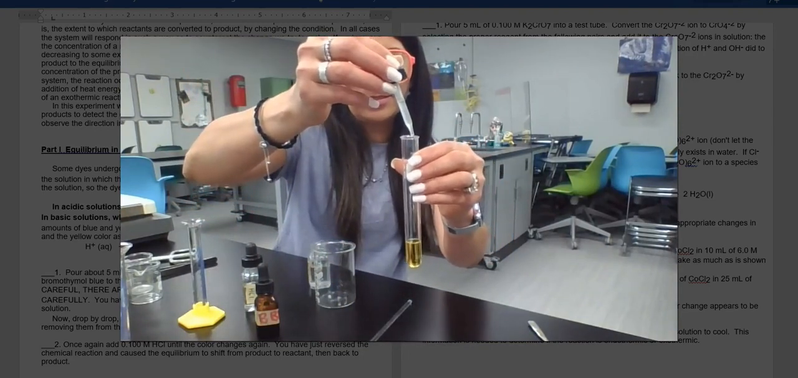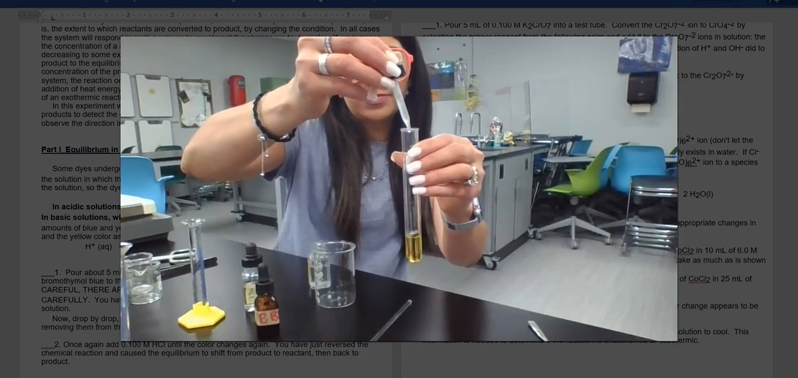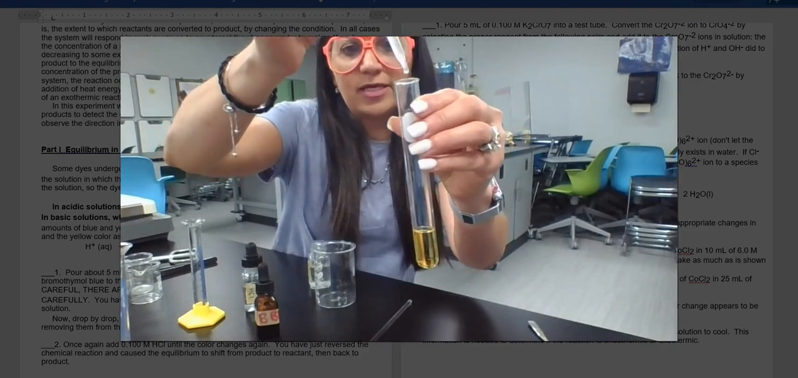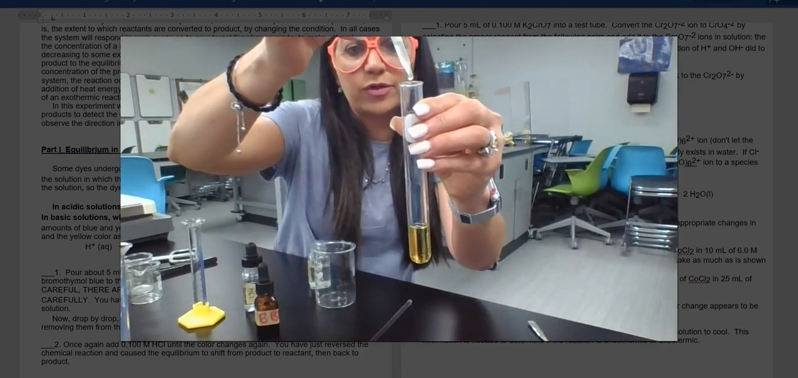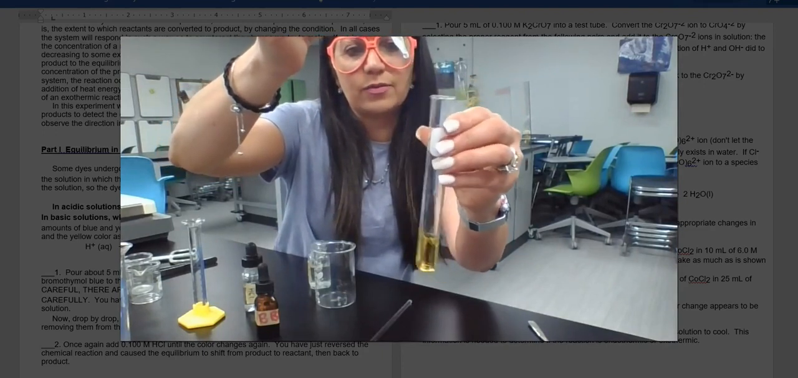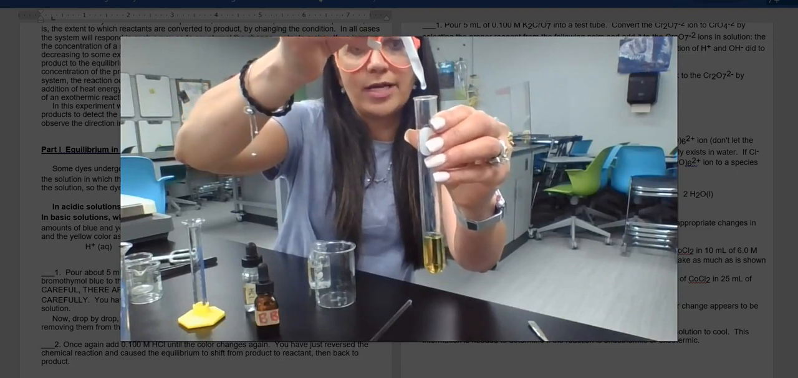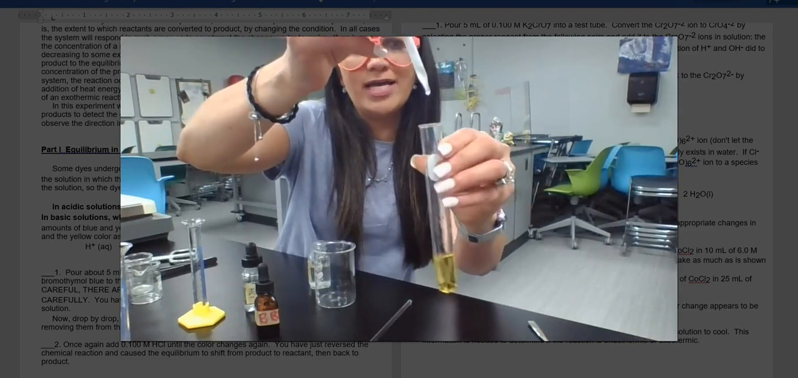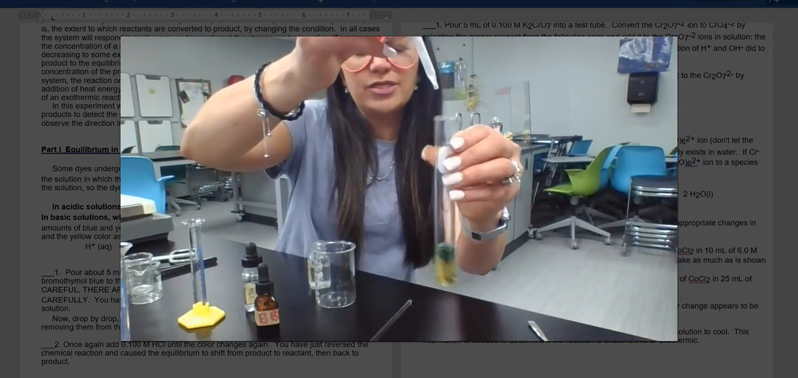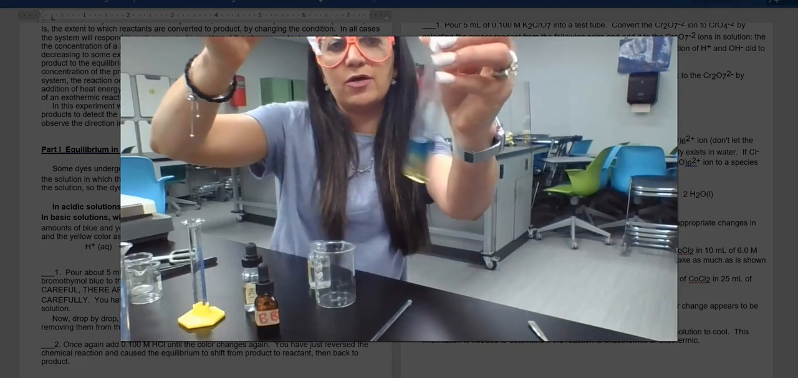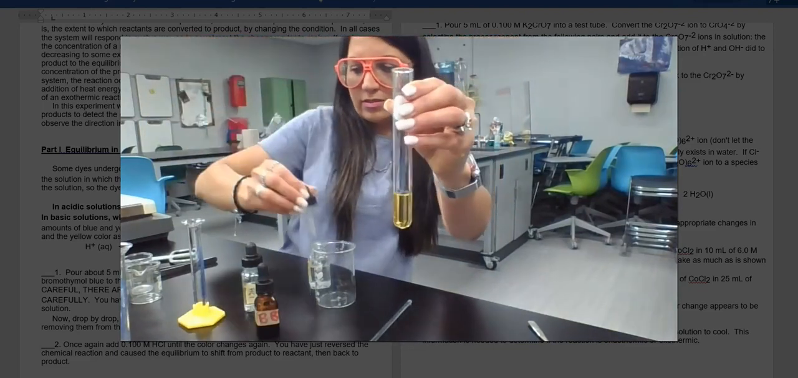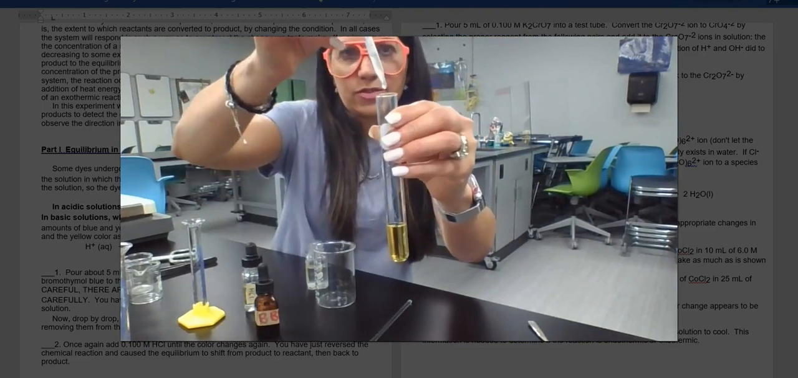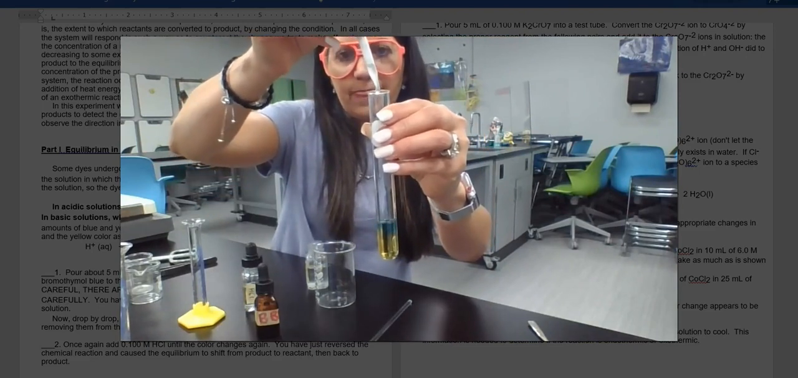So I'm going to start adding this. There it drops. There we go. Oh, I can already see, I don't know if you're seeing this, but I can already see that it's starting to go towards that green color. Oh, look at that. Okay, so I know that by adding the OH-, it's actually starting to reverse. Oh, there we go. Okay, looks like it keeps kind of switching back here. So let's add some more here.